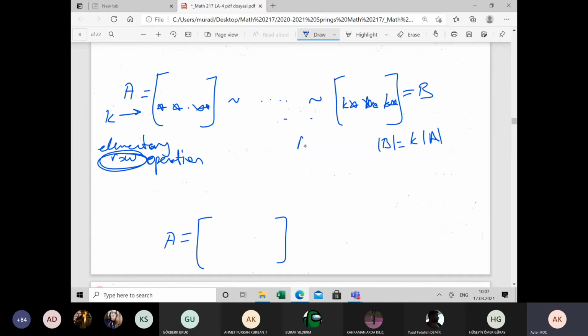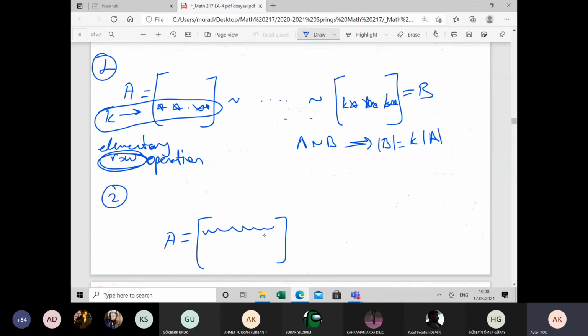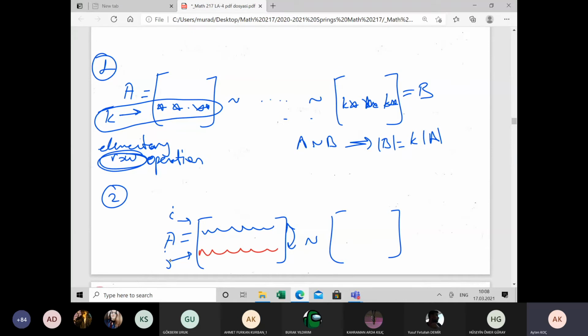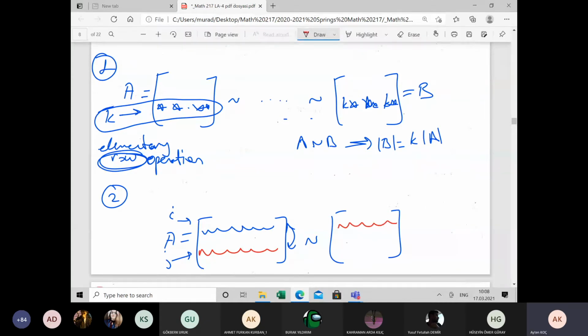A is row equivalent to B, and this one is the first type. The second type of elementary row operation: take any rows i and j. This one is row i, and this one is row j. Interchange them, and we obtain a new matrix. So interchange row i and row j, and we obtain another matrix. This matrix is called matrix B.